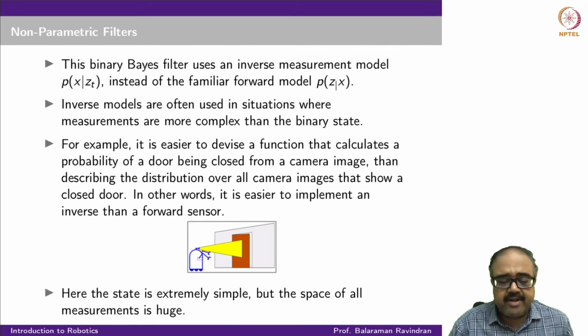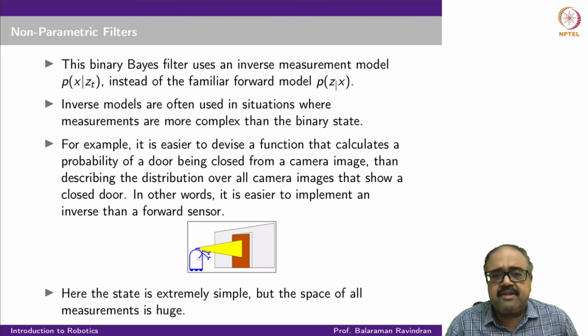And the reason we are using the inverse measurement model here is because our state is actually very simple. In the normal case, our state could potentially be a complex vector, a very high dimensional state space. But in this case, we're talking about a binary state. So x is either true or false. So it's a fairly simple state, whereas the observations could potentially be very complex.